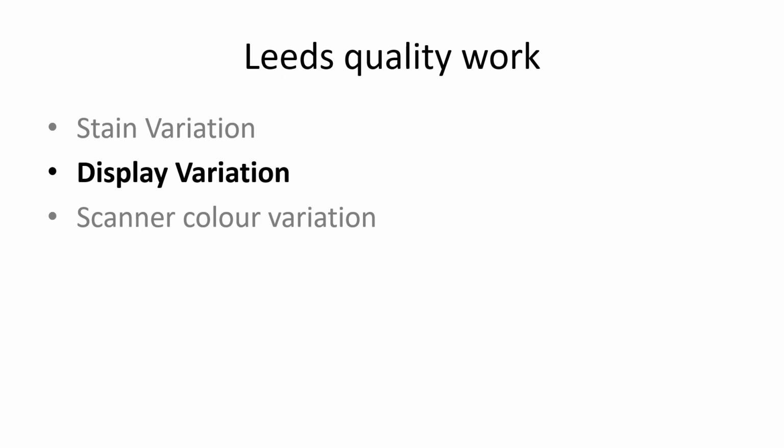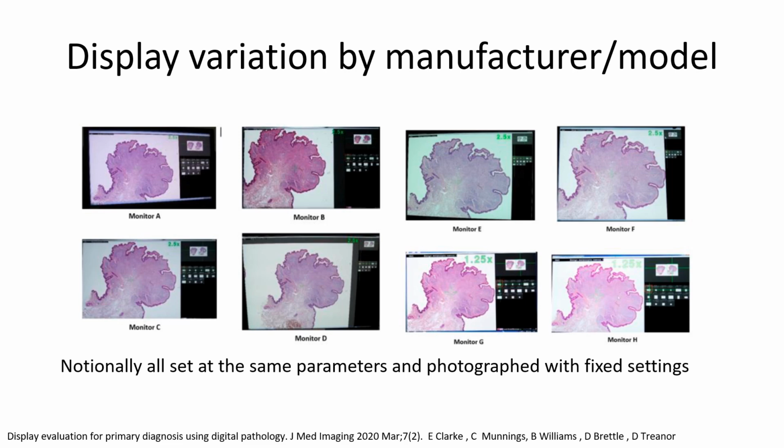So another area that we're very interested in is display, and particularly display variation. The reason for this is very simple. In digital histopathology, the display is the link between the human and the digital data. It is not just a display like at home for watching television. It is an interface with the data.